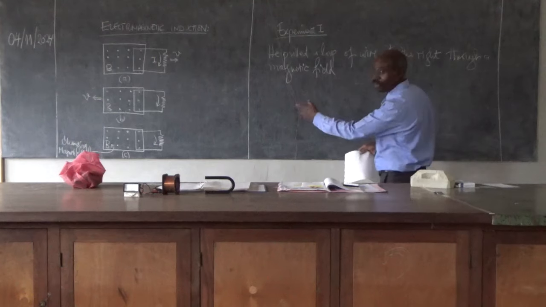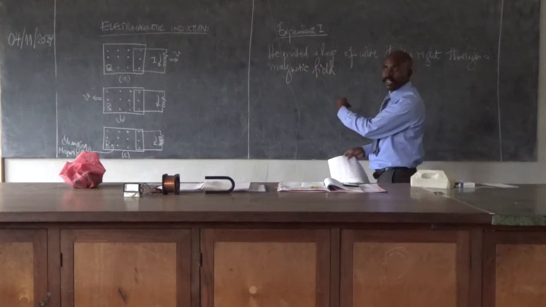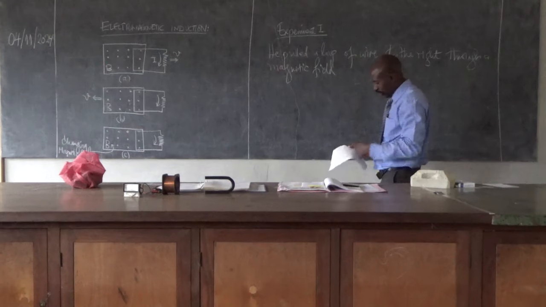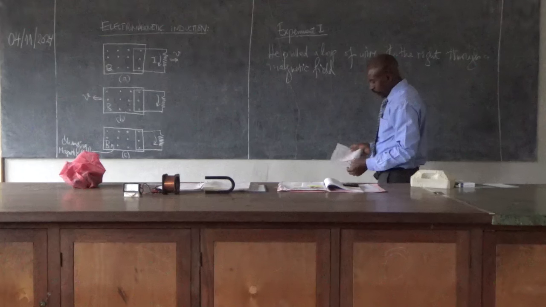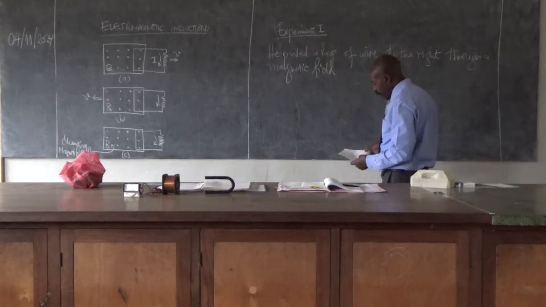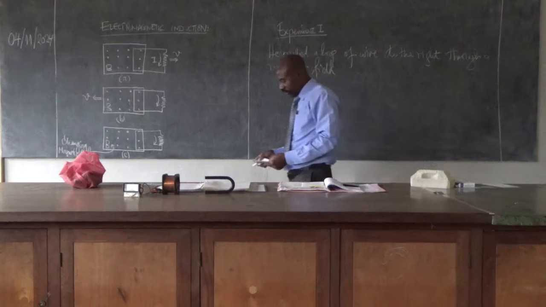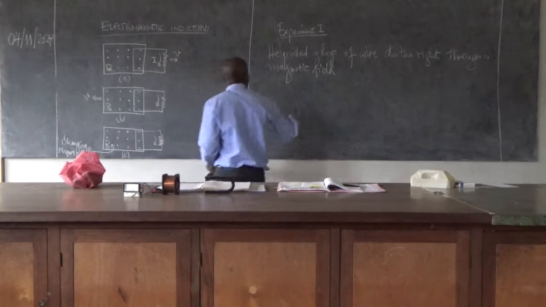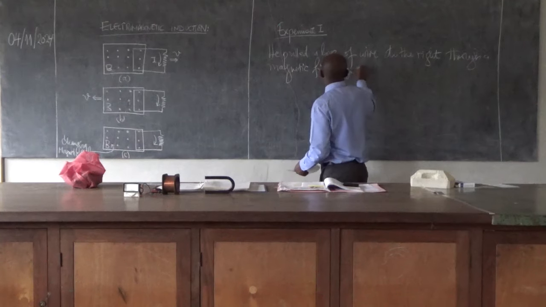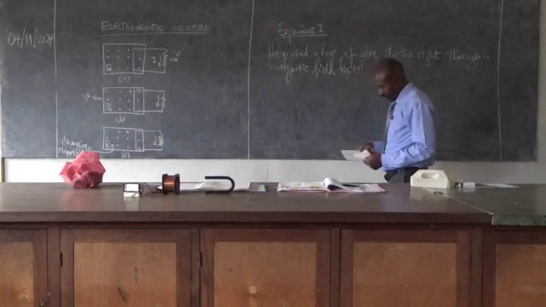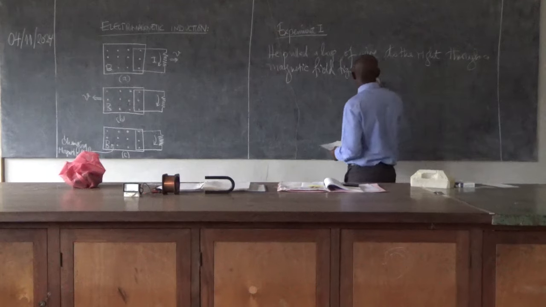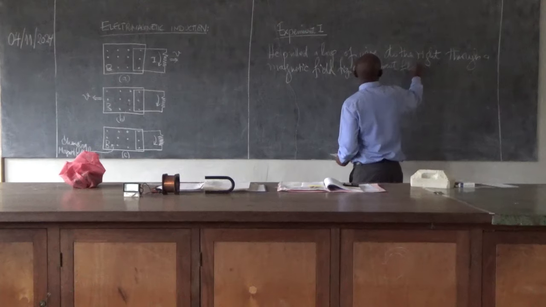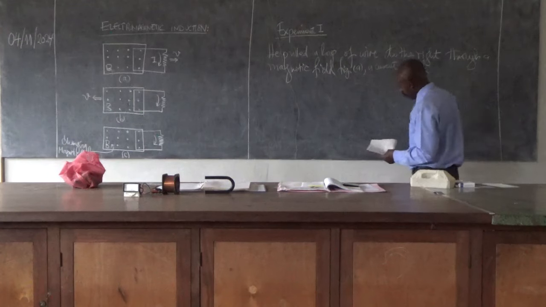So you draw them when I've finished writing these parts. I'm sure you have been seeing the notes, I think you know the notes. So experiment 1, he pulled the loop of the wire to the right through a magnetic field. This is figure A. A current flowed in the loop.